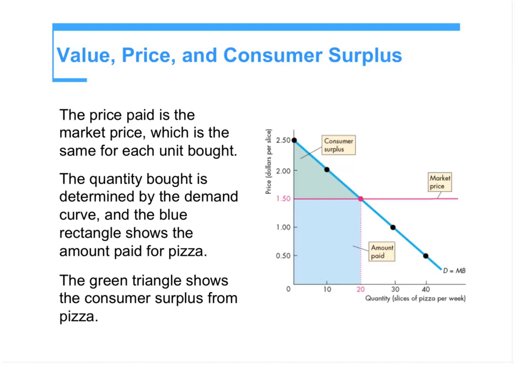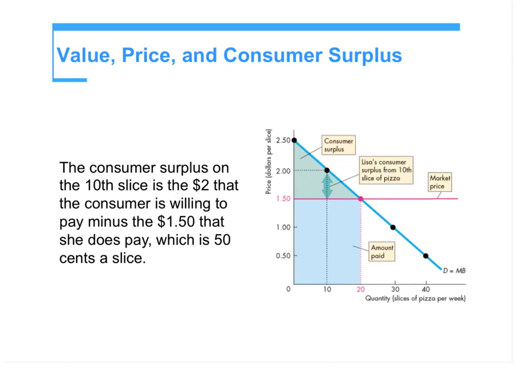So that's what is meant by consumer surplus. The consumer surplus on the 10th slice is $2. If you look at the 10th slice, there is $2 that the consumer is willing to pay, minus the $1.50 that she does pay, which is 50 cents a slice. So you deduct $2 minus $1.50, and you're left with 50 cents.